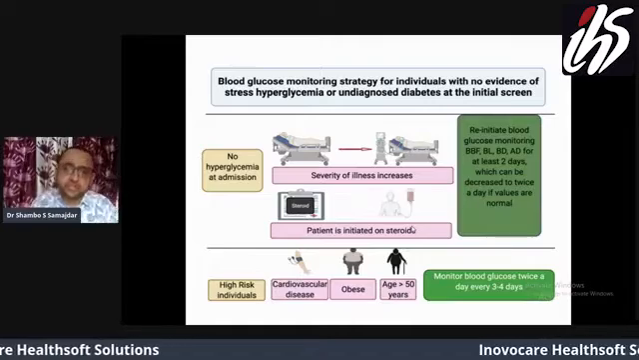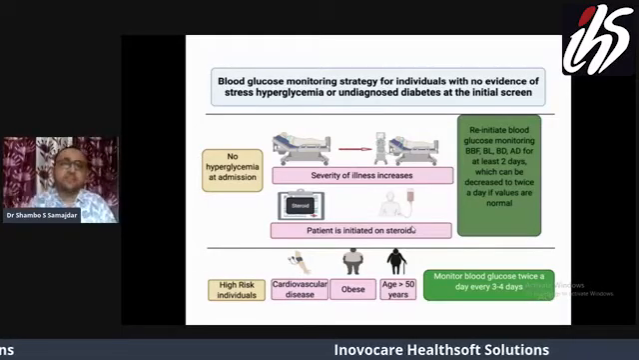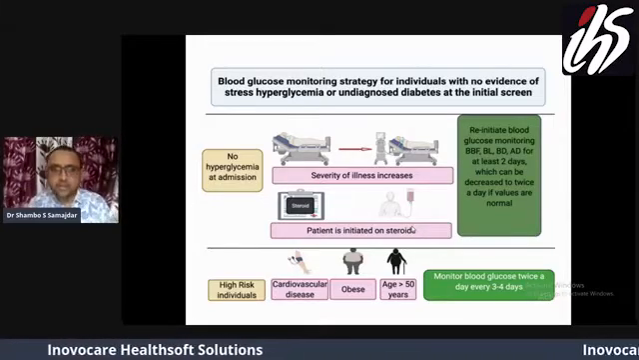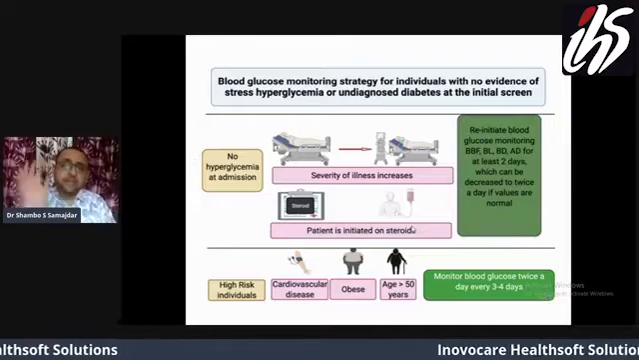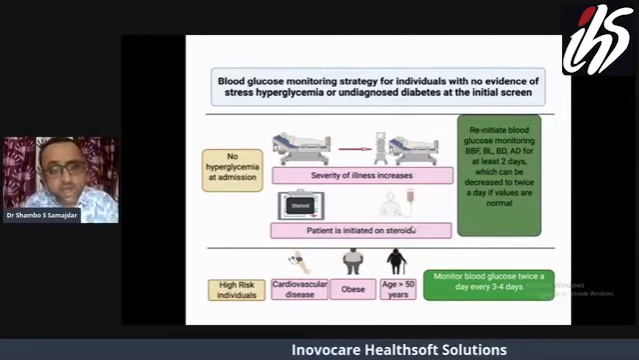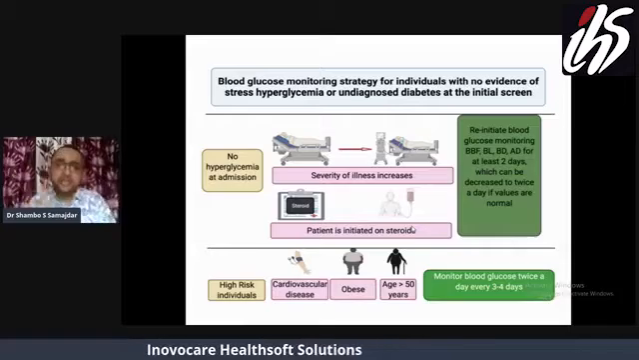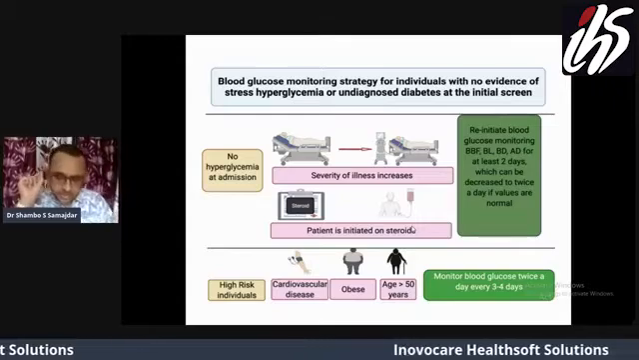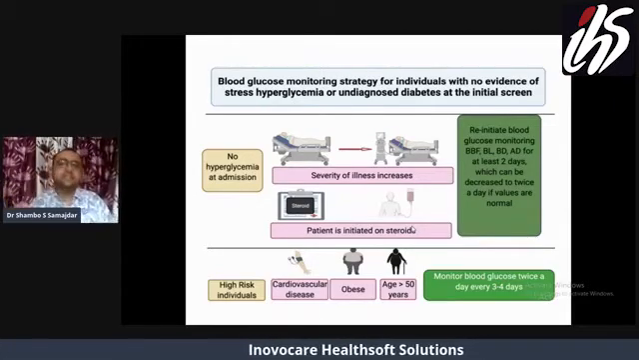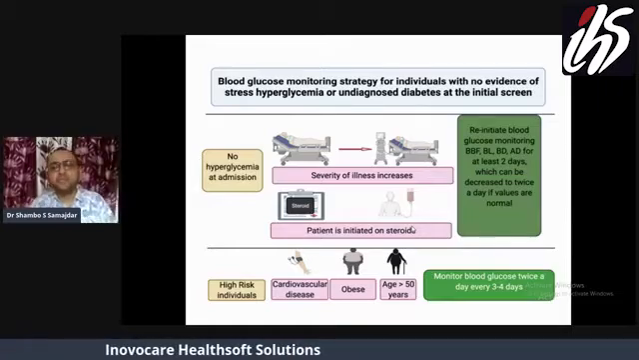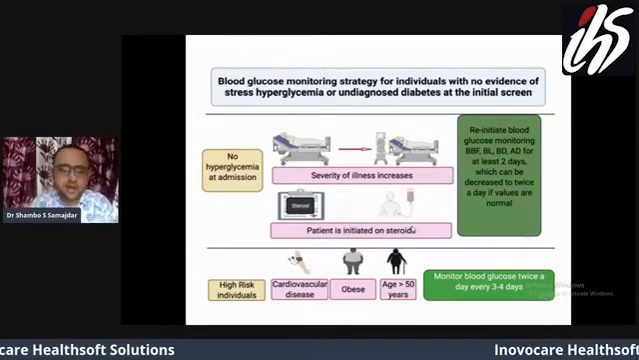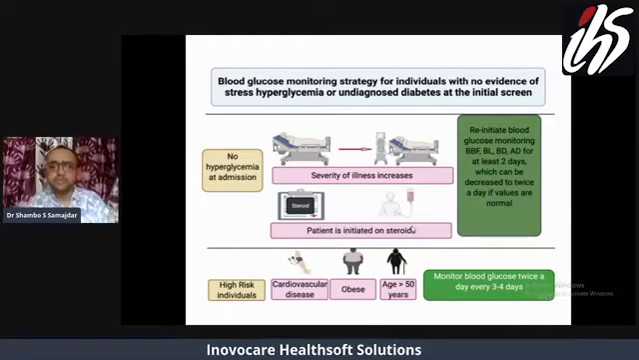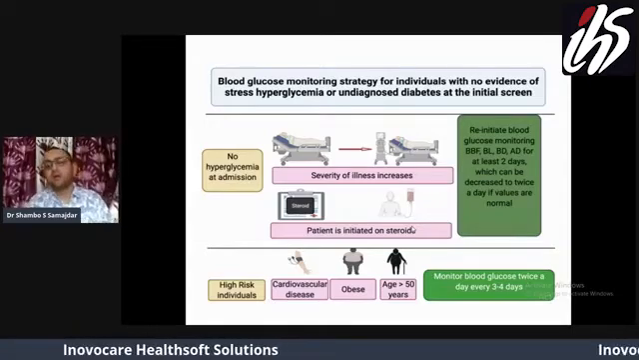So the blood glucose monitoring strategy for individuals with no evidence of stress hyperglycemia or undiagnosed diabetes at the initial screening has already been mentioned. And even if the patient's CBG is normal but the patient is initiated on steroids, we need to give emphasis to CBG monitoring. This CBG monitoring should be done daily, at least for the initial few days, and it should not be decreased if we have enough feasibility. And for the other patients, we need to monitor blood glucose twice a day, every 3 to 4 days.